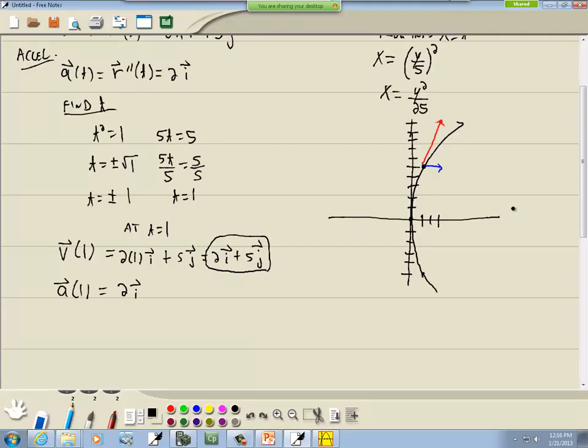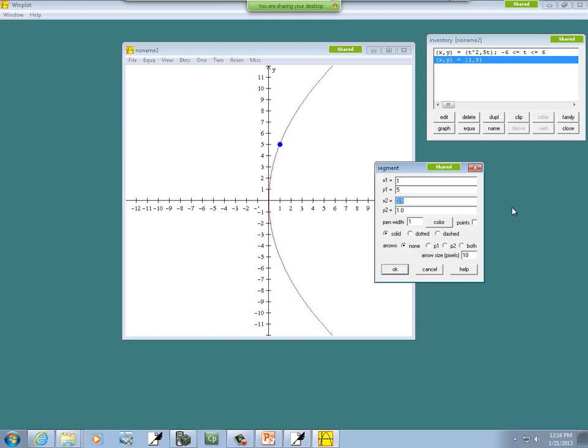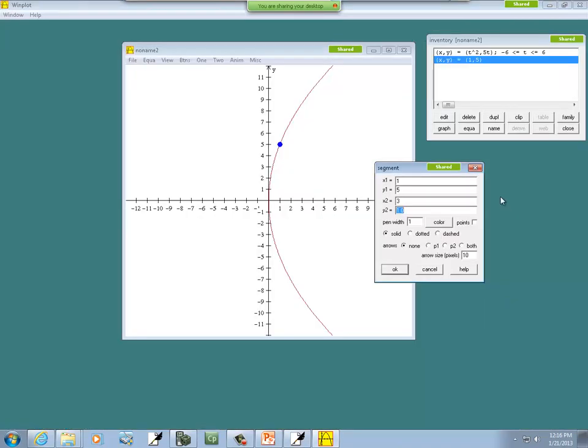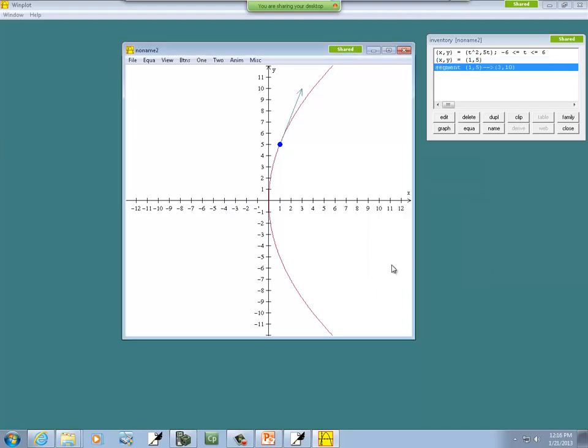Now remember what we said about our velocity. We said it's 2i plus 5j, so we're going to go right 2 and up 5. Well, I'm going to add 2 to the existing x value. The existing x value is 1, so 1 plus 2 gives us 3. And for the y, we said we're going to go up 5. The existing y value, y1, was 5, so we get 5 plus 5, or 10. Now I'm going to put an arrow at the end of that, so I'll click P2 here, and make the arrow size 14. And click OK. And there's our velocity vector.